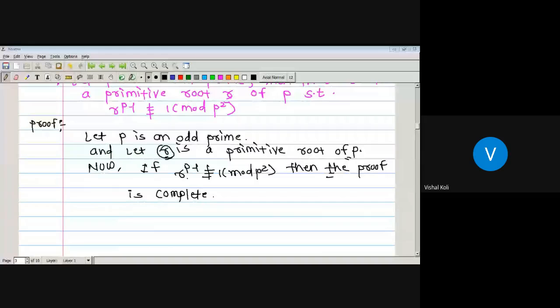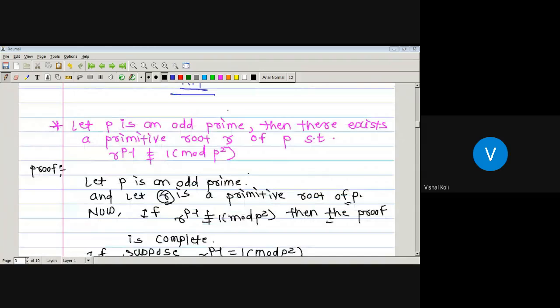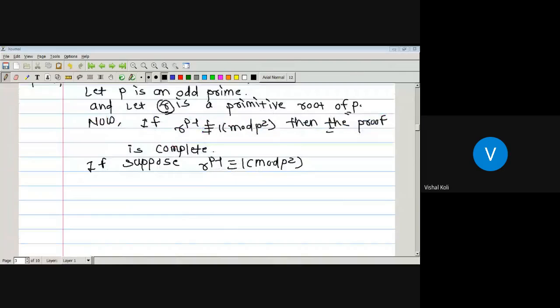If, suppose r to the power p minus 1 is congruent to 1 modulo p square. Okay, actually here we have to find one primitive root r of p such that r to the power p minus 1 is not congruent to 1 modulo p square. But here we get one primitive root r, which is a primitive root of p, but r to the power p minus 1 is congruent to 1 modulo p square. But for that case, we have to find another primitive root r1 of p such that r1 to the power p minus 1 is not congruent to 1 modulo p square. Then our existence part will be proved, since actually here we have to prove the existence of such a primitive root. Okay, so here we get one primitive root r for which r to the power p minus 1 is congruent to 1 modulo p square.